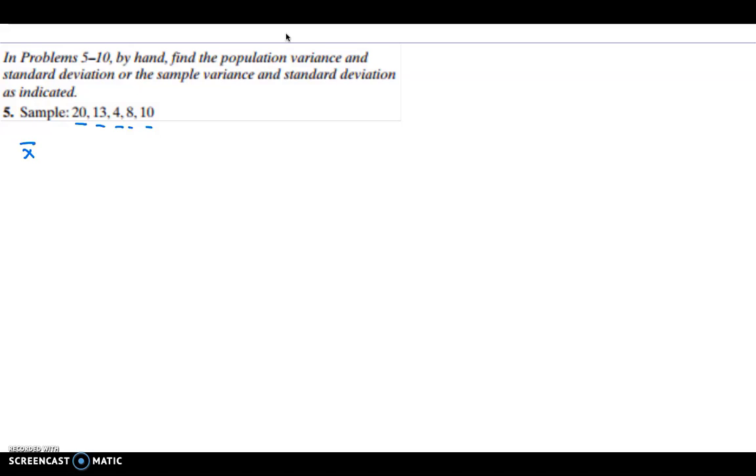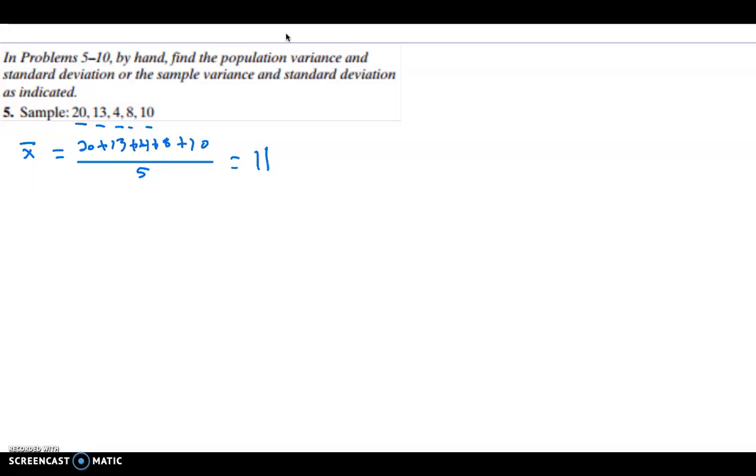Okay, so we're going to do a couple of these by hand, and you'll see that they're quite tedious, and then we will use StatCrunch to help find the rest. We've got a sample population. Here are all of our data points, we've got 5 of them. First we need to find x bar, which would be 20 plus 13 plus 4 plus 8 plus 10, all of that divided by 5, which gives us a mean of 11.